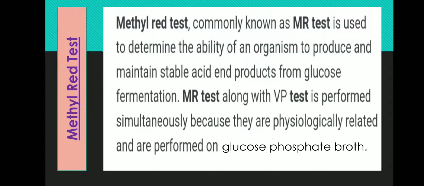Next test, that is the methyl red test. This is commonly known as the MR test and is used to determine the ability of an organism to produce and maintain stable acid end products from glucose fermentation. The MR test and VP test are performed simultaneously because they are physiologically related and are performed on glucose phosphate broth.